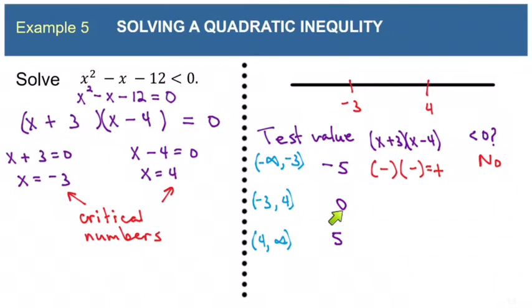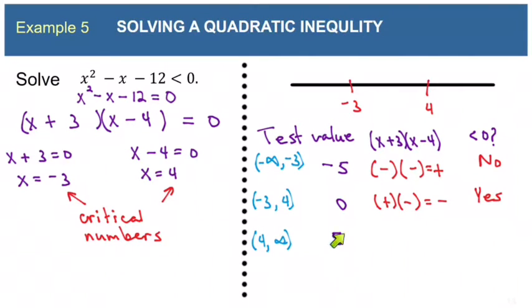Okay, let's do the same thing for 0. If you plug 0 in here, 0 plus 3 is a positive answer. 0 minus 4 is a negative answer. Positive times negative is negative. And is that less than 0? And the answer is yes, that is less than 0.